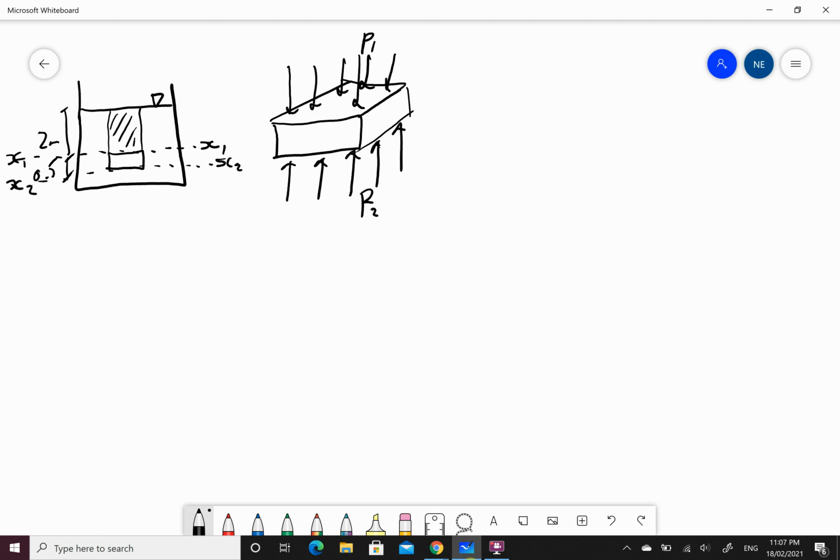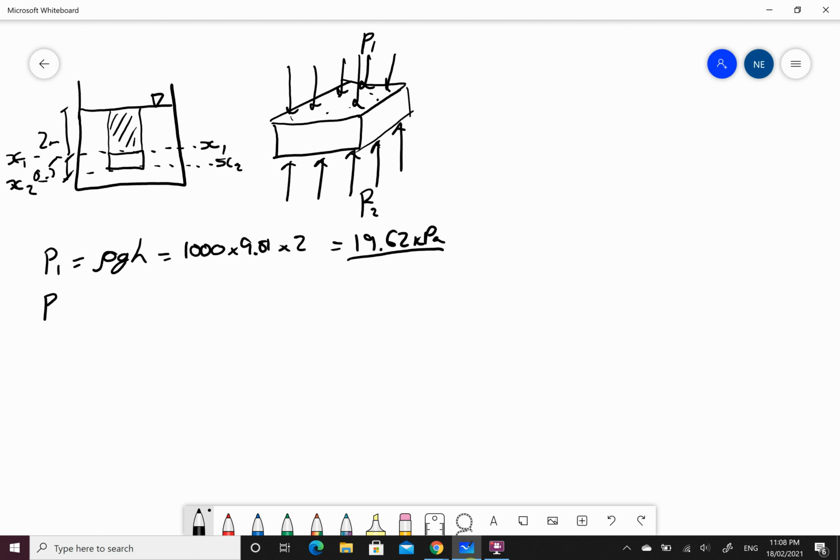So how do I work out the pressure at this point here? Well, P1, so the pressure along x-plane 1, is equal to rho GH, which is equal to fresh water by 9.81 by 2, which equals 19.62 kPa. So that is the pressure on the top.